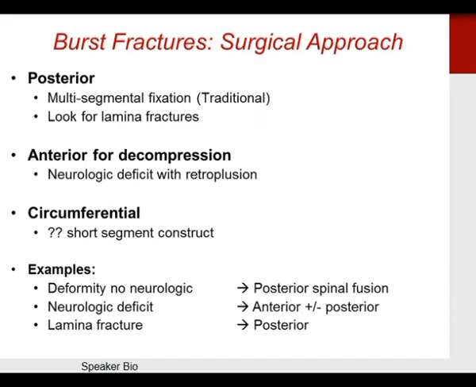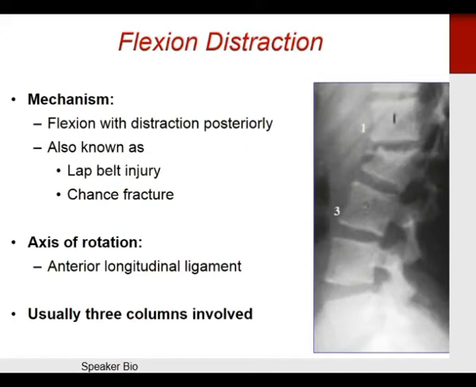If they demonstrate a laminar fracture with neurologic deficit, you must go posterior to clear that nerve root and try to repair the dural tear if possible. In flexion distraction, the axis of rotation is moved anteriorly to the ALL. In these cases, a flexion moment results in distraction posteriorly and moves anteriorly. There's usually 3-column involvement. These have also been called lap belt injuries and chance fractures.